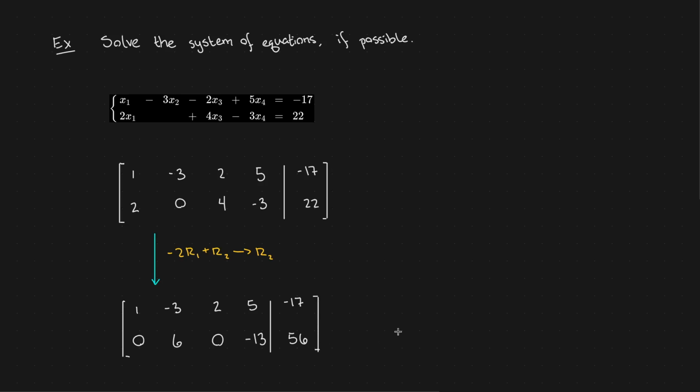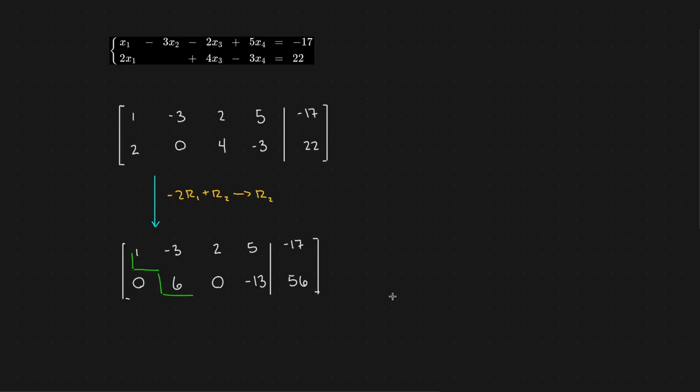Okay. And already we're in row echelon form. We've got that stair-step pattern. Okay. So looking at this, we definitely have at least one solution. We don't have any of those nonsense equations or nonsense rows that tell us we have no solution. So we definitely have at least one solution.